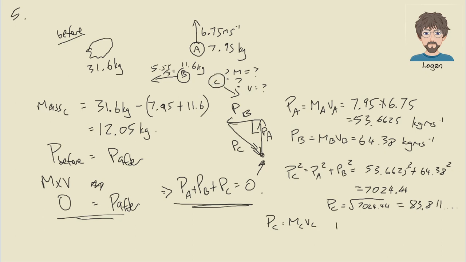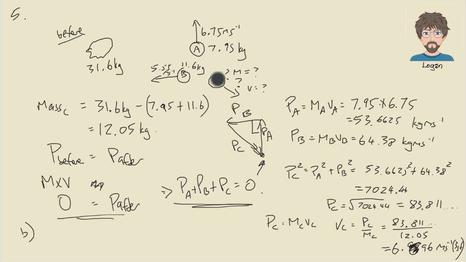So VC equals PC over MC, which is 83.811 divided by, and we worked out the mass up the top left there, 12.05. That is 6.95. It's actually 6.96 to 3 significant figures, meters per second. Okay, that was part A. Now we want part B as well.